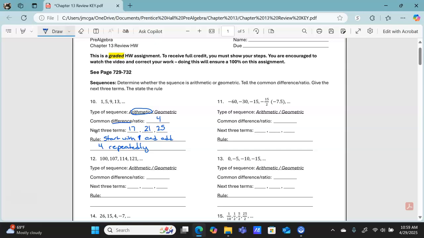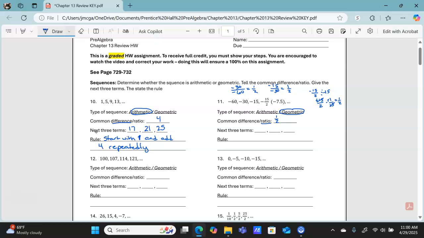On this one, 60 to 30, 30 to 15. Okay, I can see if I take 30 over negative 60, I get 1/2. If I take negative 15 over negative 30, I also get 1/2. And yes, it works for this as well. Negative 15 over 2 divided by 15, negative 15, that would be the same as negative 15 over 2 times negative 1 over 15, or 1 over negative 15. Those would cancel, and I would get 1/2 again. So this is a geometric sequence with a common ratio of 1/2.